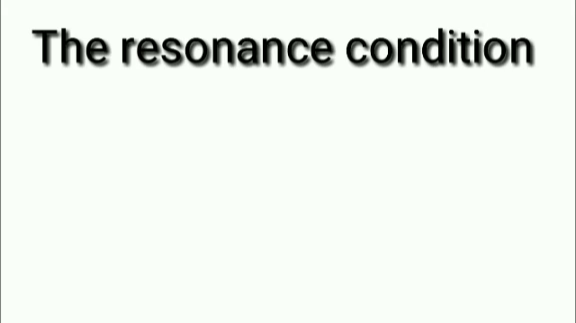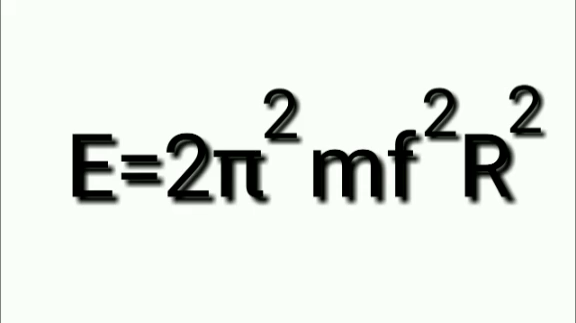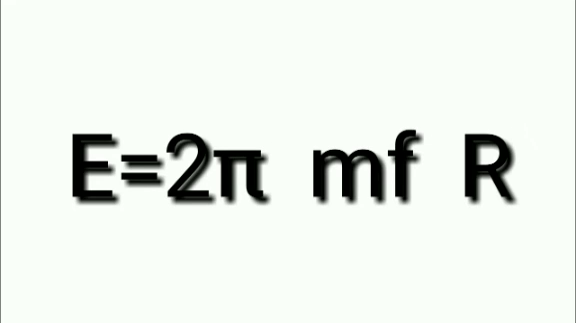So we have the resonance condition. The resonance condition gives f is equal to Bq divided by 2 pi m. Substituting for Bq in the equation for E, that is the energy, and simplifying, after simplification we will get E is equal to 2 pi square m f square r square, that is E is equal to 2 pi square m f square r square. So this is the expression for the energy.